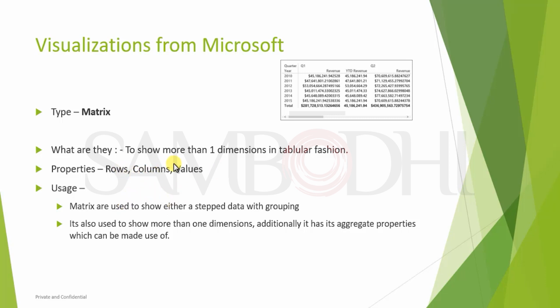What is a typical usage of this matrix visualization? Matrix are used to show either stepped data with grouping. It is also used to show more than one dimension. Additionally, it has aggregate properties which can be made use of.